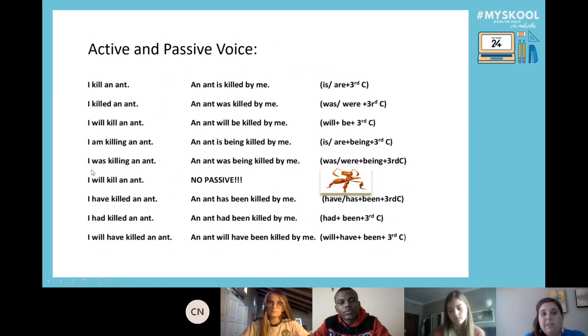If you have a look there, we have done sentences for each of these in the present simple tense. The recipe is or are plus third column. Okay, an ant is killed by me. So you have to identify the verb first of all. The verb is kill. Then the object is an ant, so you have to start with that now. An ant, is it one or two? It's one, so it must be is killed by me, is plus third column.